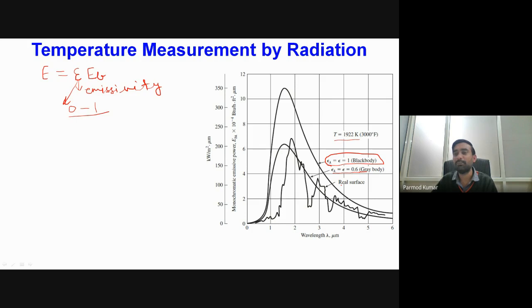This is the characteristic of a typical real surface, where emissivity will not be constant at each and every wavelength. This is what happens in reality. But when we do our analysis, it is not possible to consider different values of emissivity at each and every wavelength, because of constraints from the measurement point of view, and at the same time the fluctuations on the surface do not have any specific characteristics.